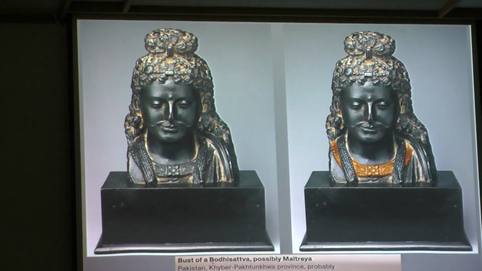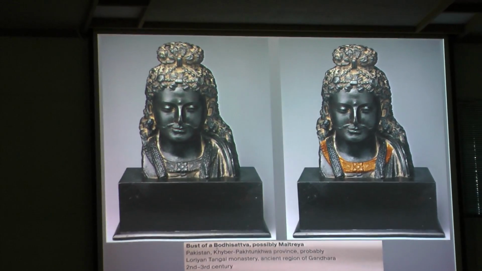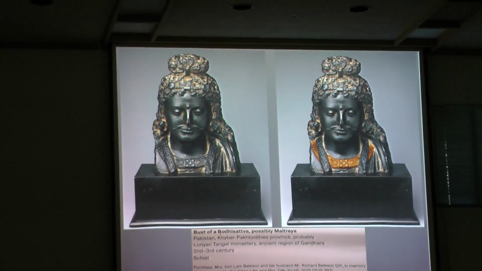The pectoral under discussion may have been originally placed around the neck of a Bodhisattva image as a decorative piece, as we can see on the beautiful bust of Bodhisattva Maitreya from Gandhara, now in the Metropolitan Museum of Art.